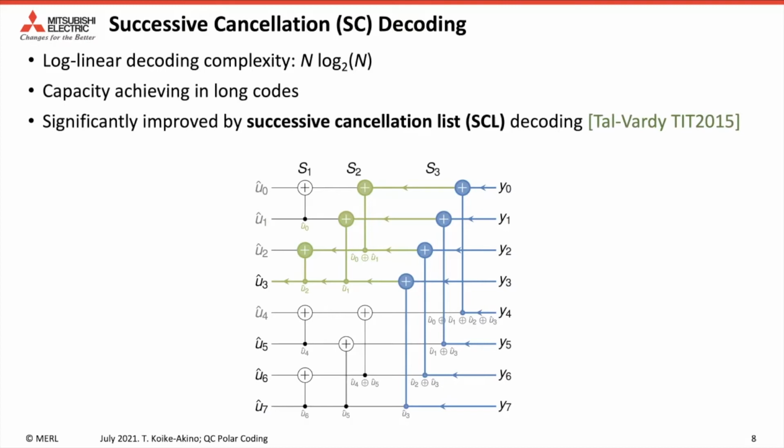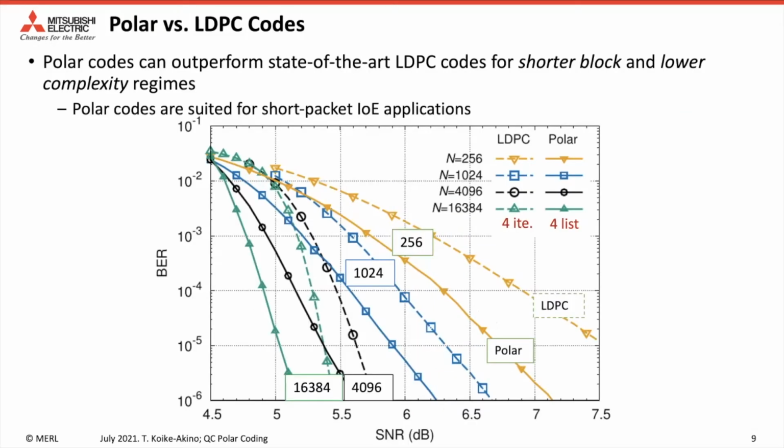It was significantly improved by the SCL list decoding method in 2015. Indeed, polar code with SCL decoder can outperform state-of-the-art LDPC codes, especially for short block lengths and lower complexity regions. This figure shows the performance of state-of-the-art LDPC codes and polar codes at relatively short codes. For all the cases here, polar codes can be better than LDPC codes. Here we consider 4 iteration BP decoding in LDPC and 4 list decoding for polar codes. Therefore, polar codes are very suited for short packet IoE applications.